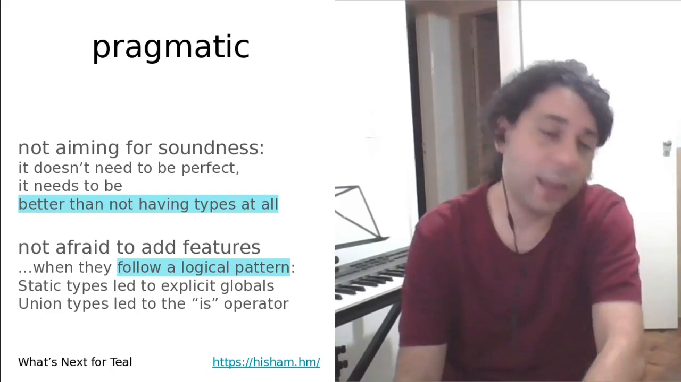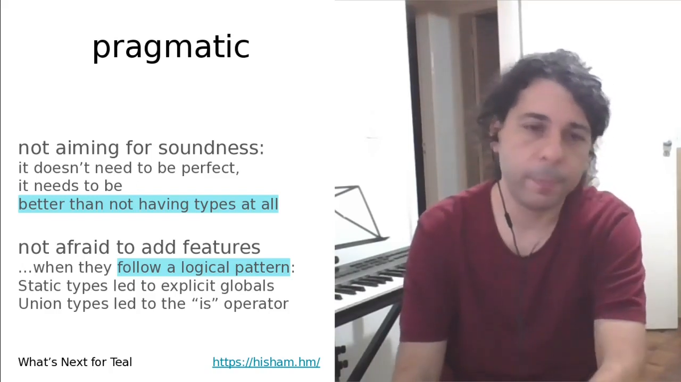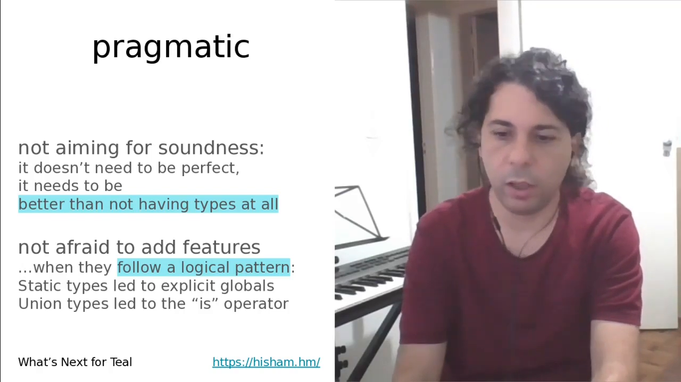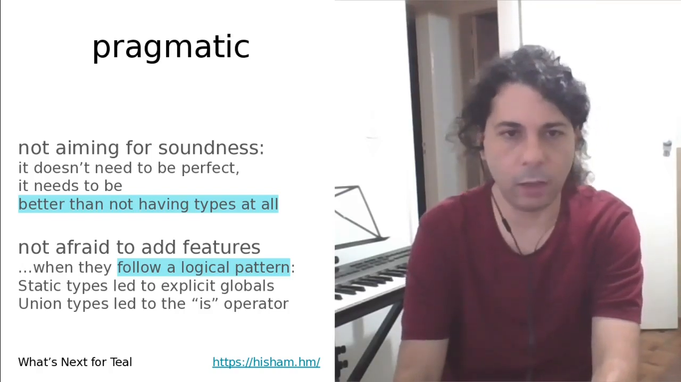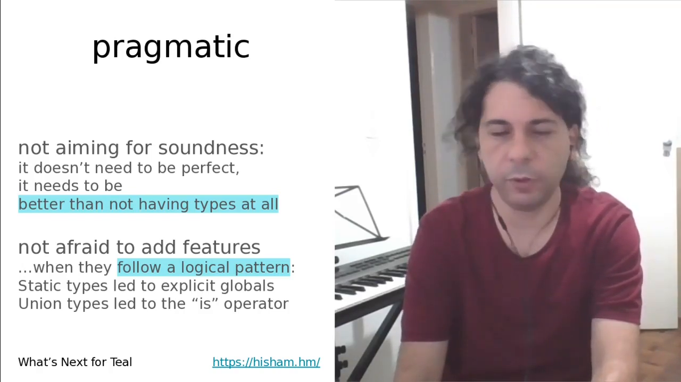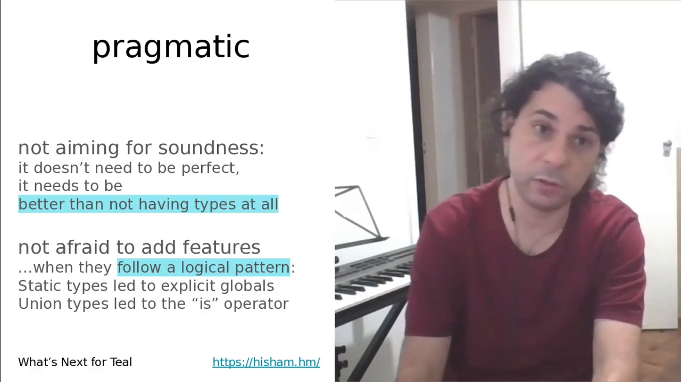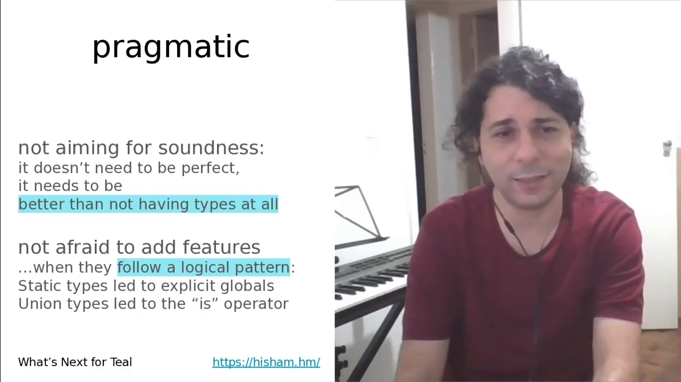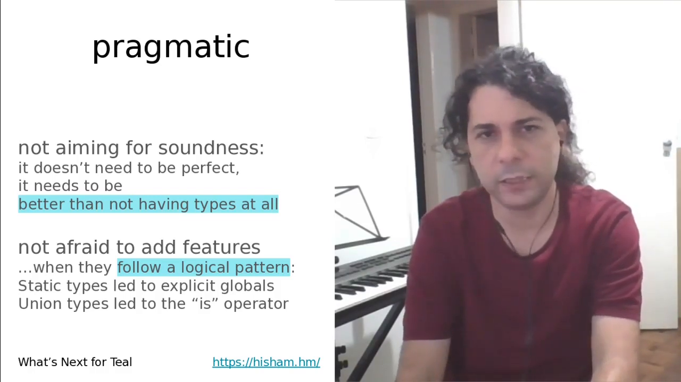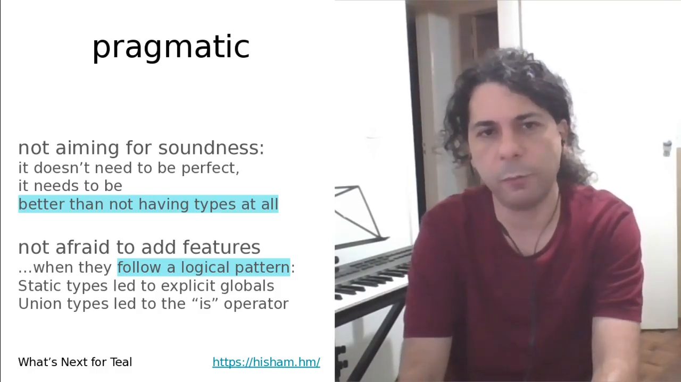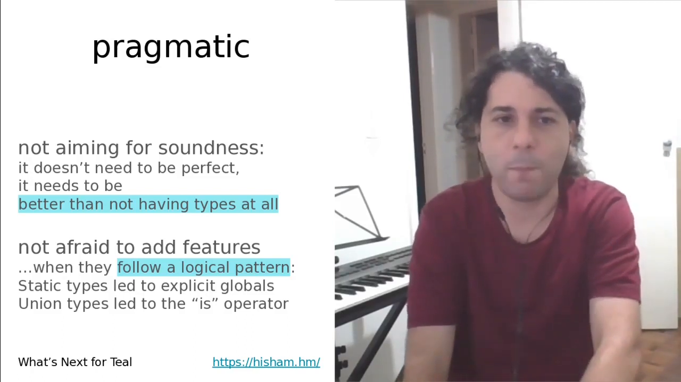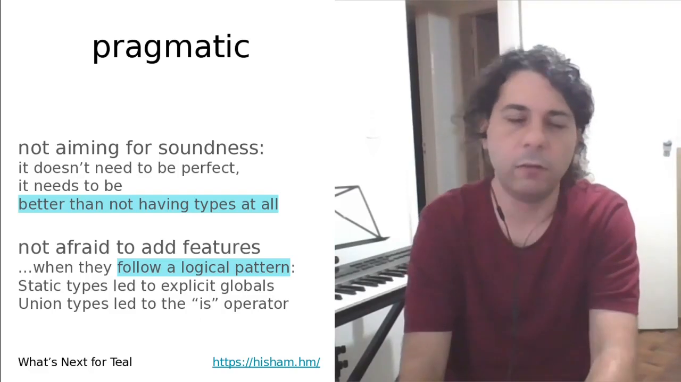And as a language, it is also quite pragmatic. For one, it is not aiming for type theory soundness, and this is something I have already discussed in the previous talks of this trilogy. Essentially, it doesn't try to be perfect in the mathematical sense of type theory, and in my opinion, it doesn't need to be perfect. It just needs to be better than not having types at all, right?